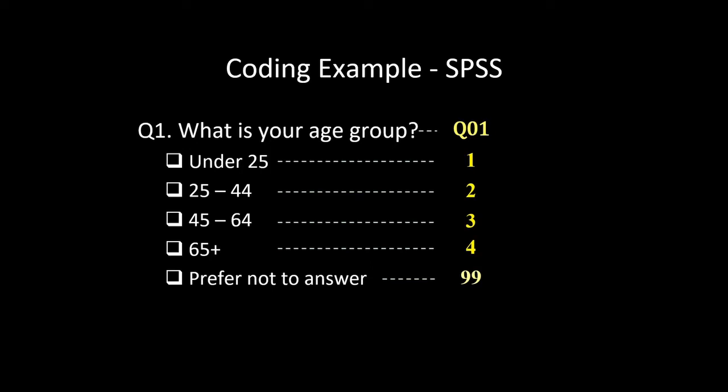So what you're really seeing here is basically the code. For anybody under 25, you give them a code 1, 25 to 44, you give them a code 2, etc. So that's what coding is. Those are the question labels, and those are the values, the code values.